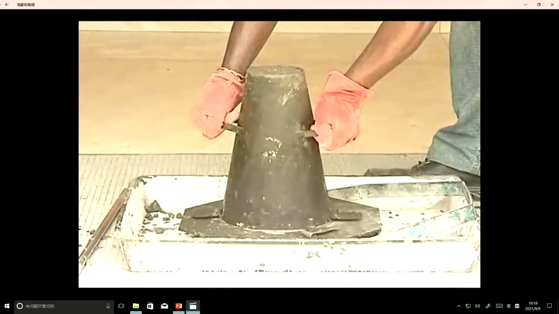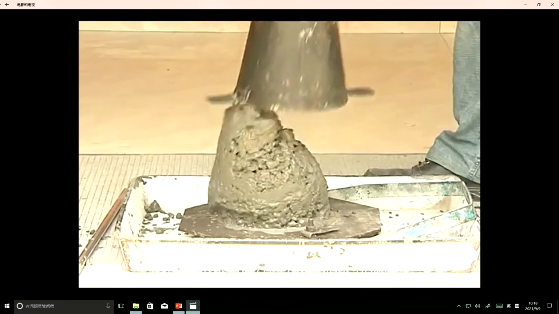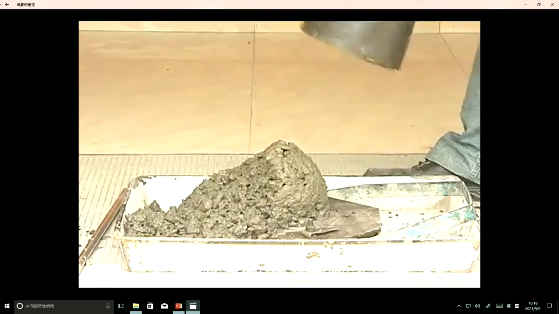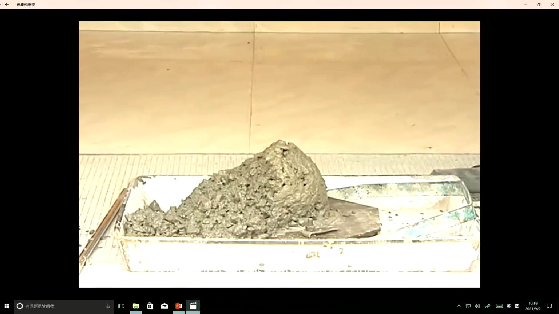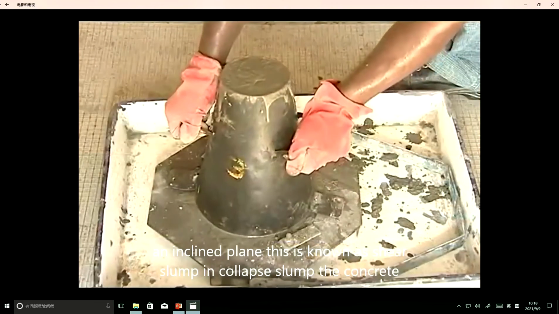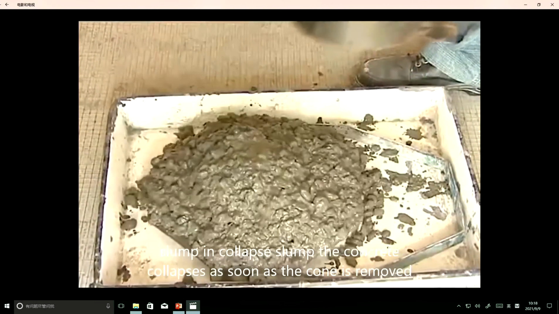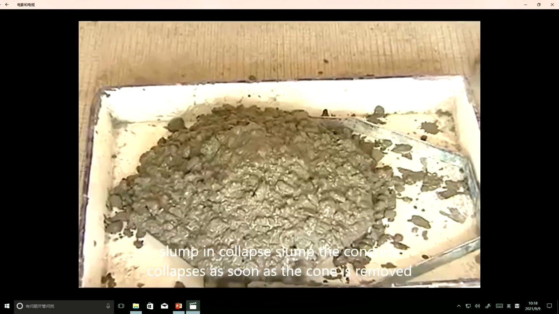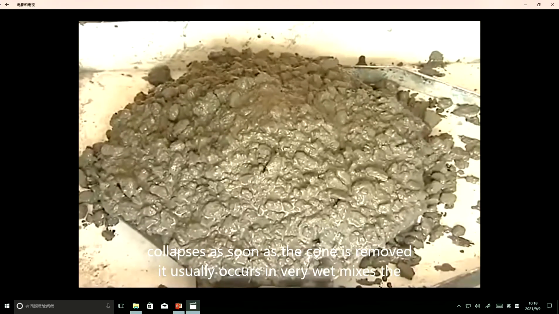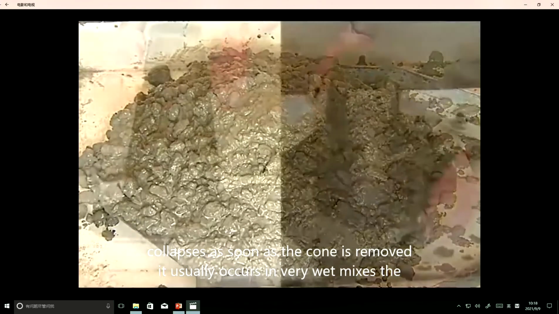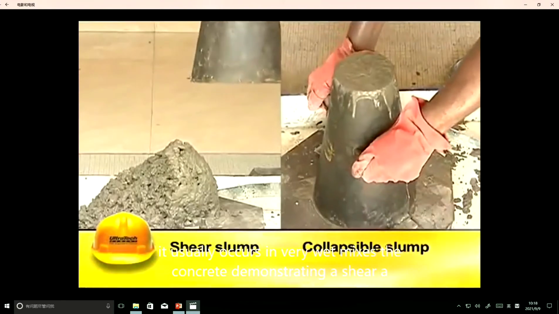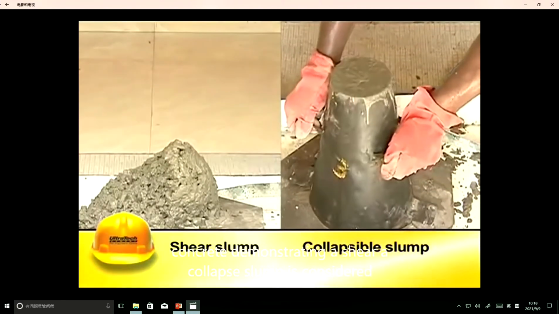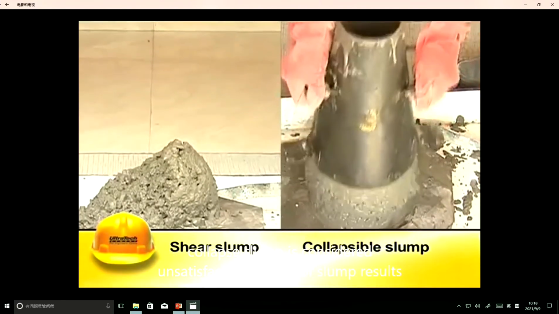In harsh mixes, the concrete slides down in an inclined plane. This is known as shear slump. In collapse slump, the concrete collapses as soon as the cone is removed. It usually occurs in very wet mixes. The concrete demonstrating a shear or collapse slump is considered unsatisfactory.